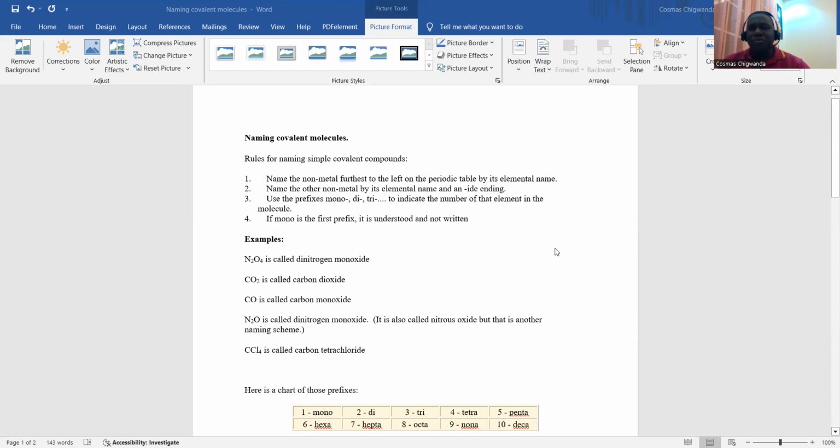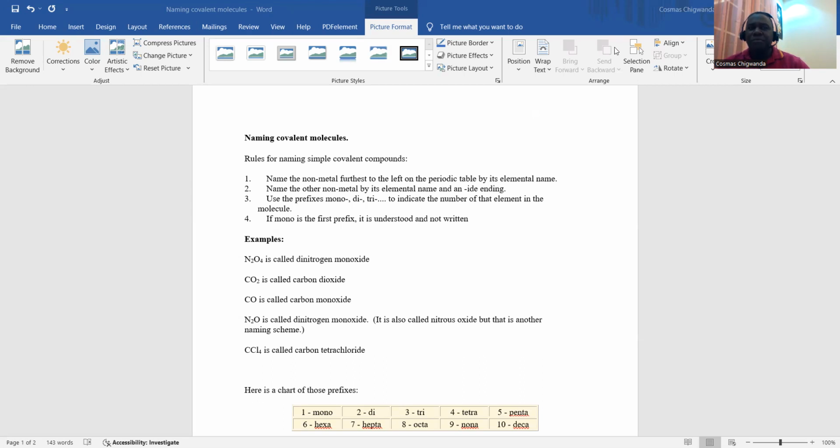But we also use prefixes to indicate how many of the atoms are present in that compound. If it's one, we use mono. If they are two, we use di. If they are three, we use tri, 4 tetra, 5 penta, 6 hexa, like that. So these are the basics that we use when we are naming some molecules.